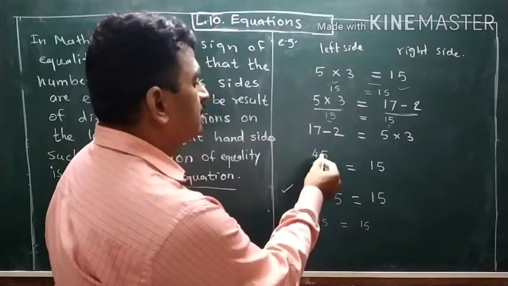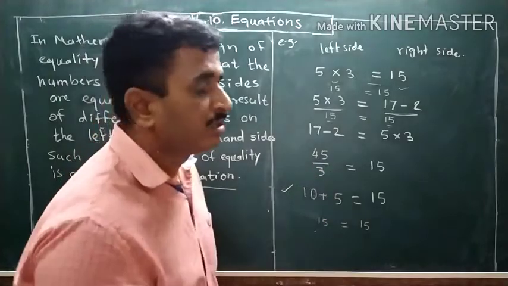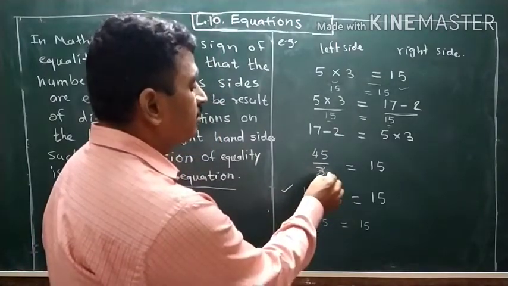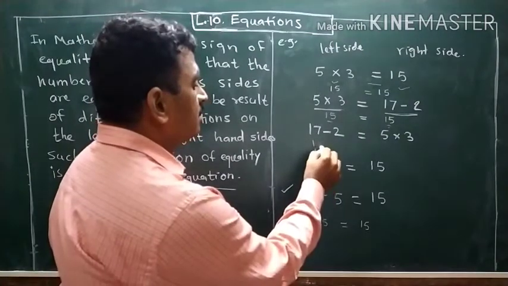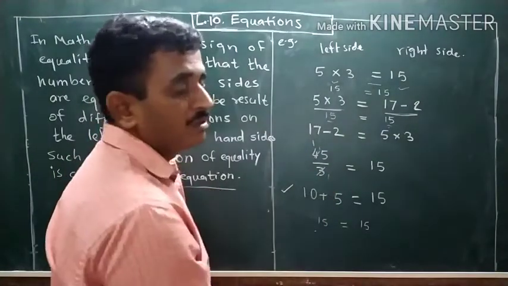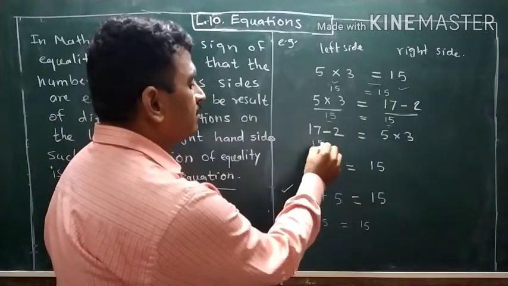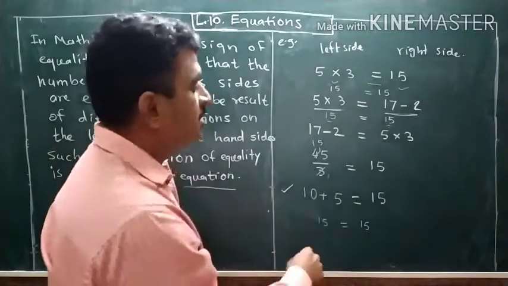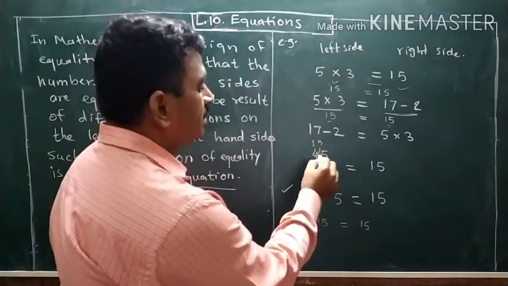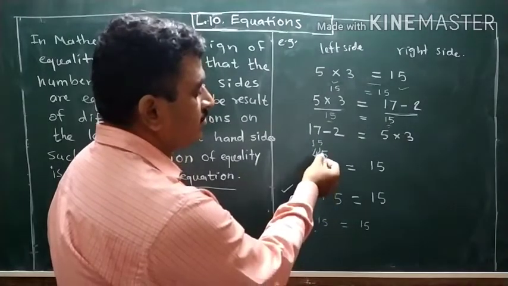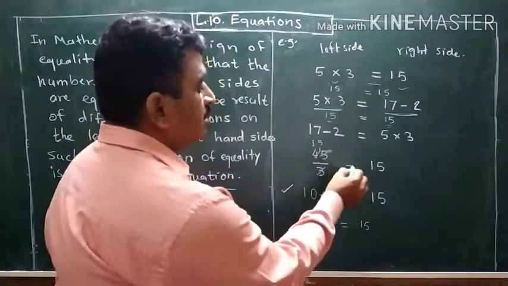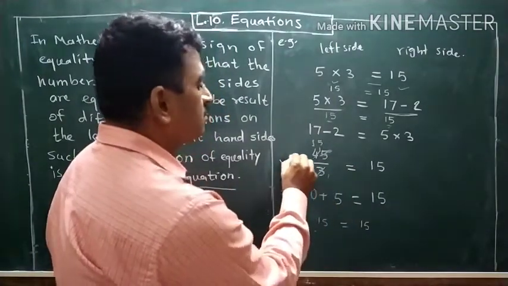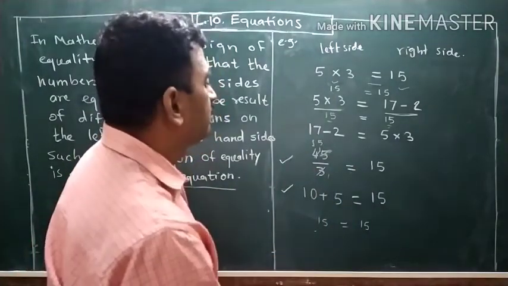Now you can see 45 divided by 3 is 15. 3 ones are 3, 1 remains, 3 fives are 15, so 1 and 5 become 15. When we divide 45 by 3, we get 15. So 15 is equal to 15. So this is also called an equation.